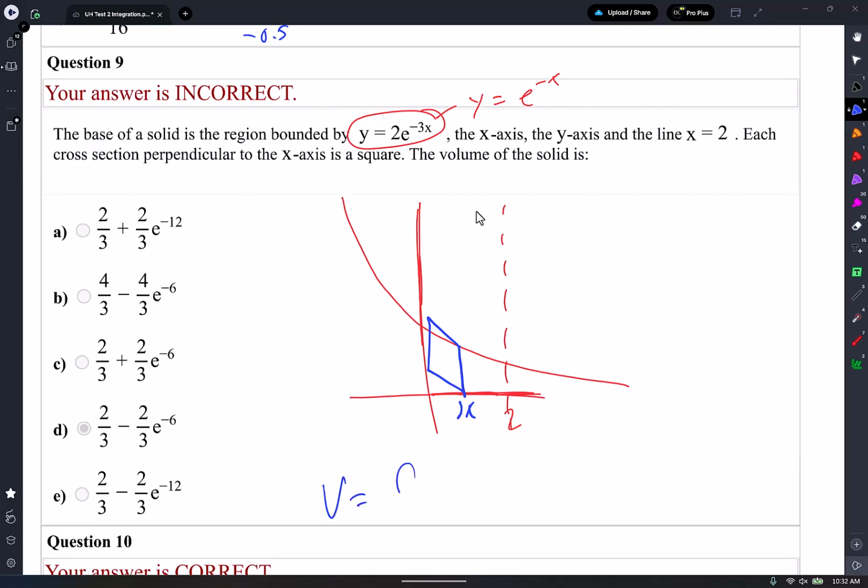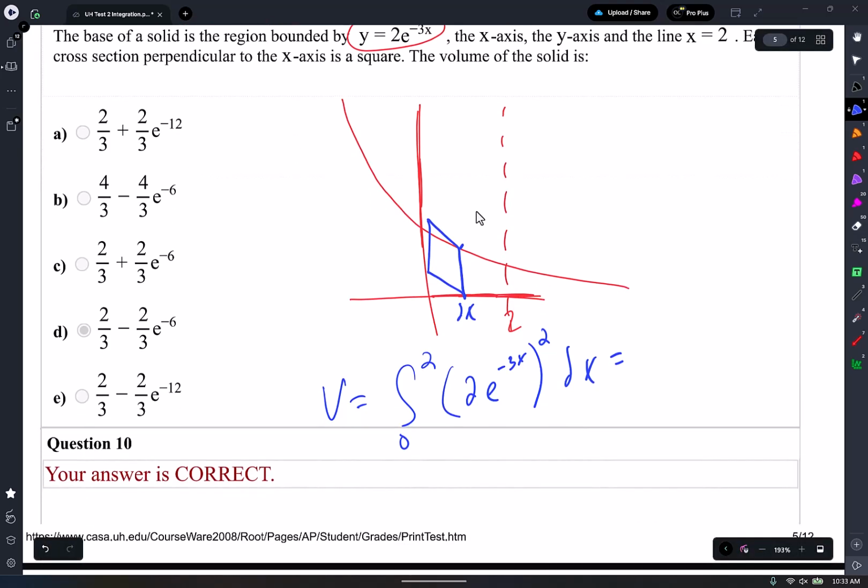Volume equals integral 0 to 2. And then the side of this square is the top of this curve minus the bottom of that curve. So it's just going to be 2e to the negative 3x, close it, put a square on it, because the area of a square is side squared, dx. Yeah, this time they're probably going to want me to do this by hand, which is fine.